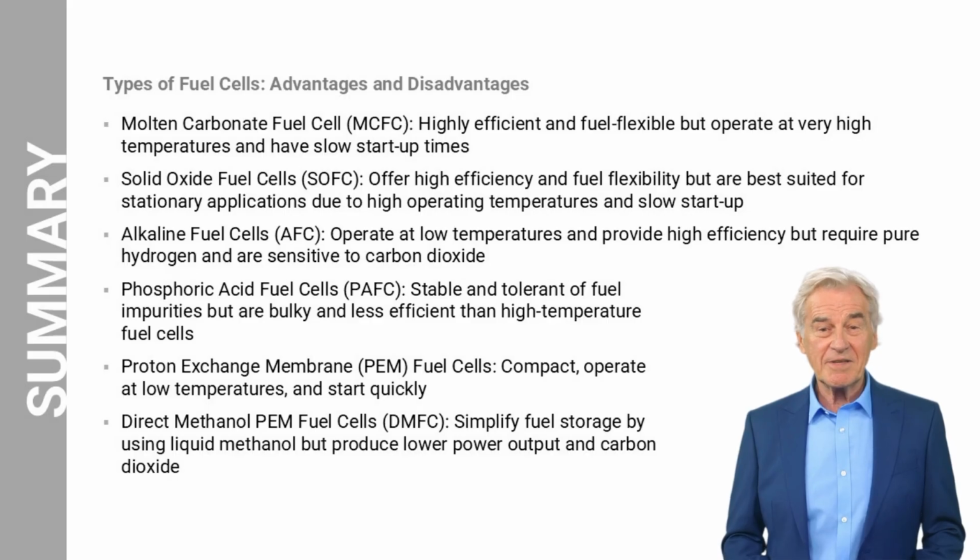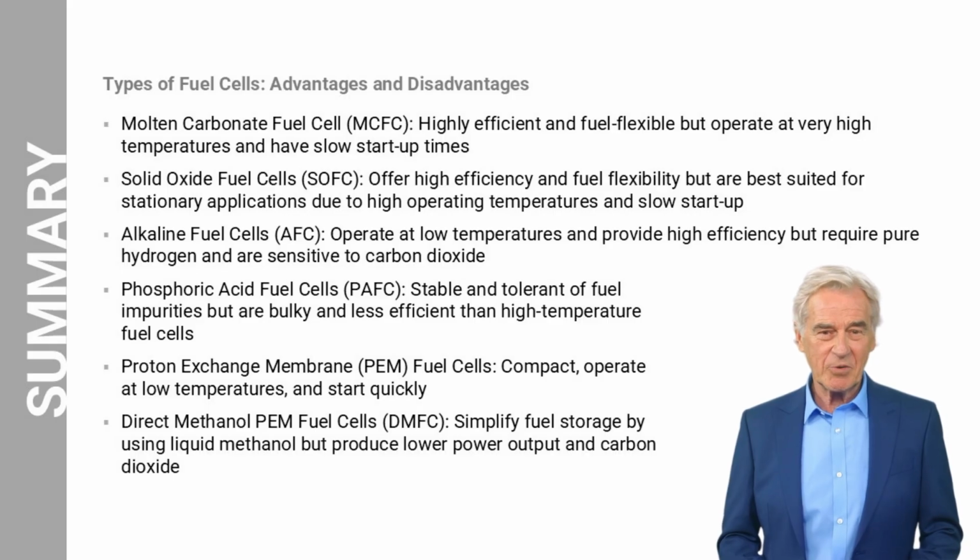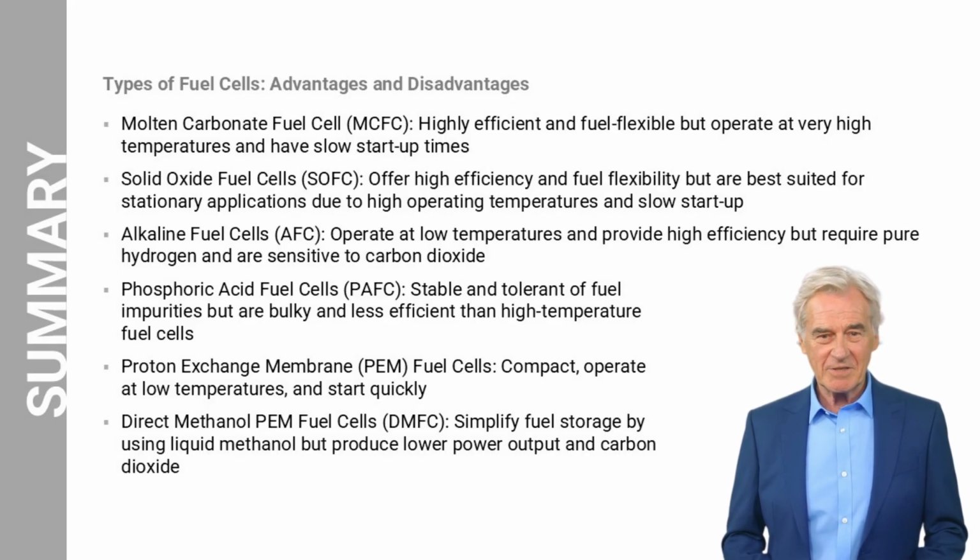Let's look at the summary for our lesson, Types of Fuel Cells, Advantages and Disadvantages. We compare the advantages and disadvantages of different types of fuel cells to understand why each is used in specific applications. Molten carbonate fuel cells are highly efficient and can operate using various types of fuel, making them well suited for steady, large-scale power generation. However, their extremely high operating temperatures, long startup times, and material corrosion challenges limit their applications.